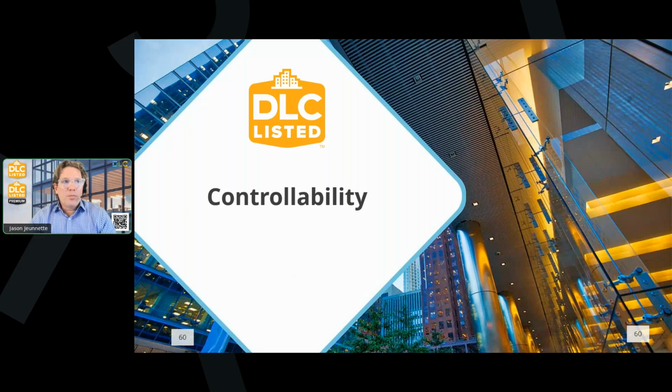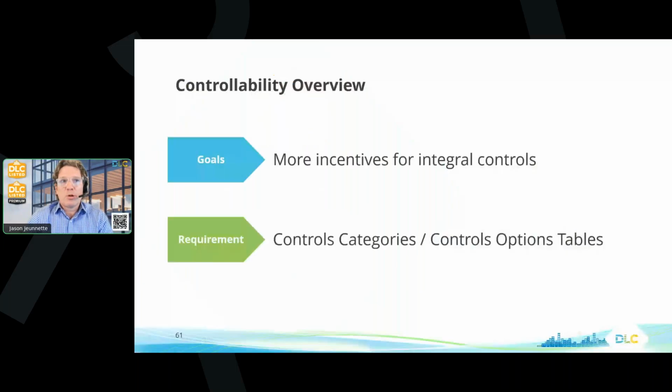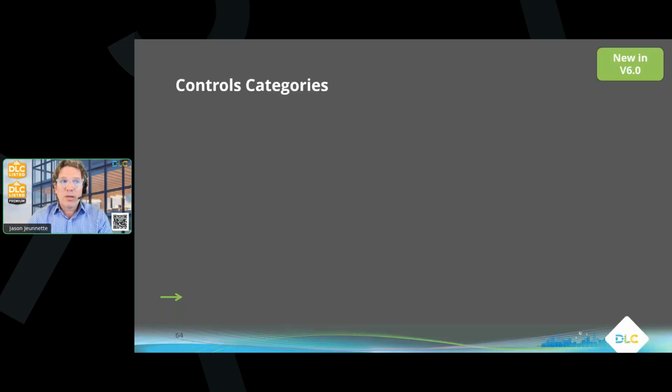Thanks, Casey. For controllability, our goal is to encourage more energy efficiency programs to create more products or more incentives for products with integral controls. To get there, we've created controls categories that are powered by data collection in the controls options tables. The controls categories range from 0 to 6.